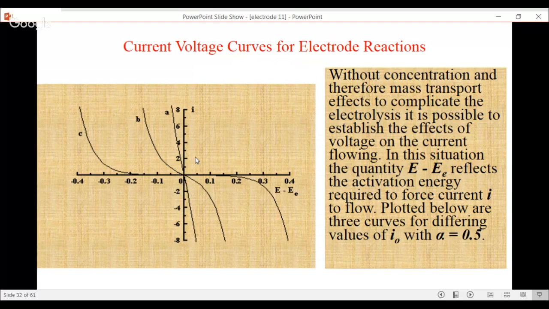Plotted here are 3 curves with differing values of I0 and with alpha equal to 0.5. So you can see curves C, B and A. This shows that the current is increasing. This corresponds to E minus E equilibrium. So you can see that this is the Tafel slope. In the Tafel region, from this potential to this potential, the current is linearly varying. So this is the equation.